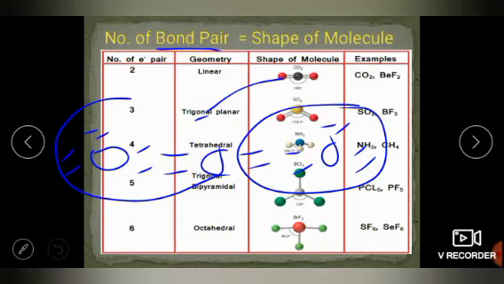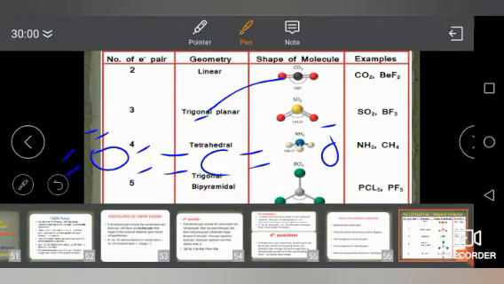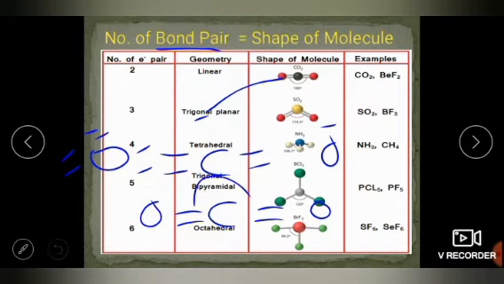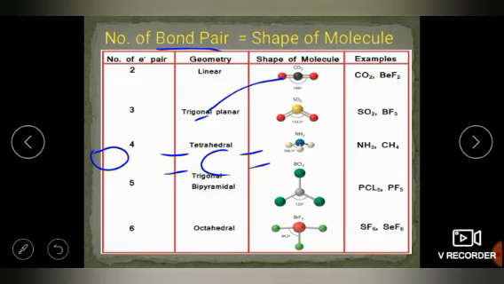So in this way, the shape of carbon becomes carbon double bond O, double bond O. This is a linear shape. That's why carbon dioxide is linear in shape.